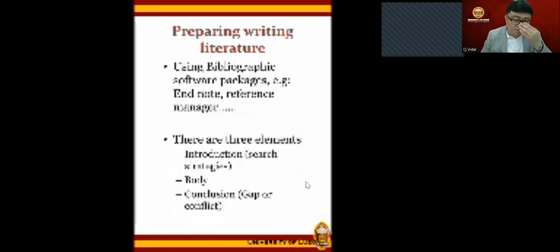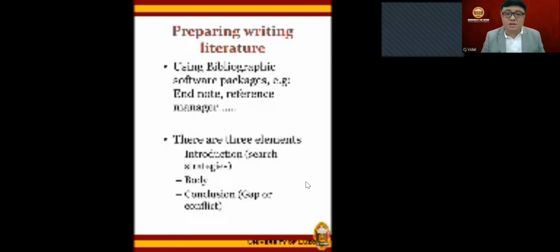So how do you prepare writing literature? Number one, use bibliographic software packages. But you see, at UL, we don't go for endnotes anymore. Consistent with the APA format, we observe in-text citation and the parenthetical notation.